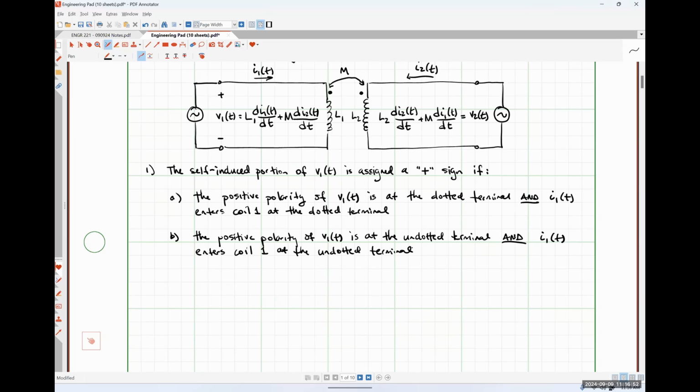All right, so any questions on what makes the self-induced portion of our voltage have a positive sign? Fairly straightforward. Okay, so now let's talk about the mutually induced component, okay?